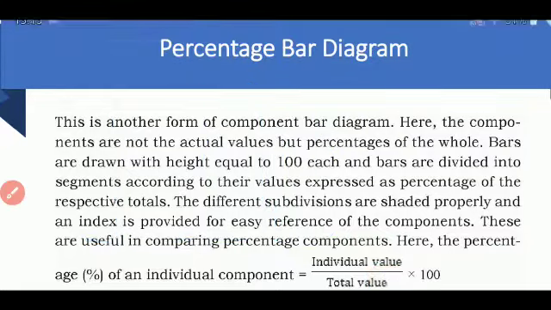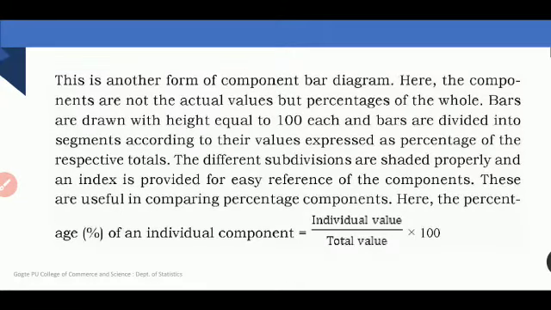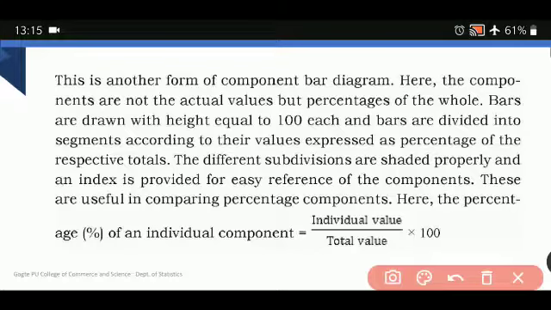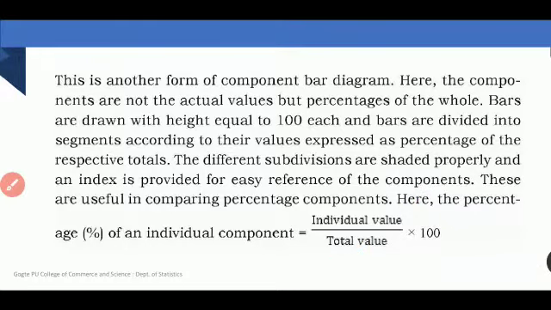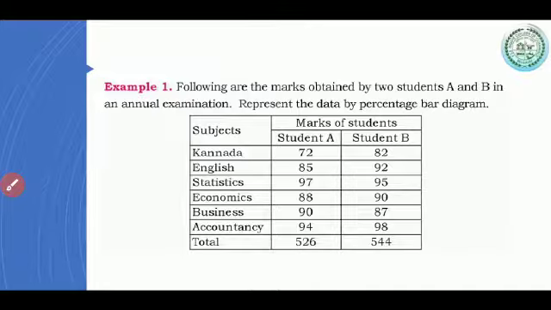Means all the normal values which are given to you, you are going to convert them in the form of percentage. How do we convert that? The formula here is individual value divided by the total value into 100. Anything that you multiply by 100 becomes a percentage. We will see how it is being done.